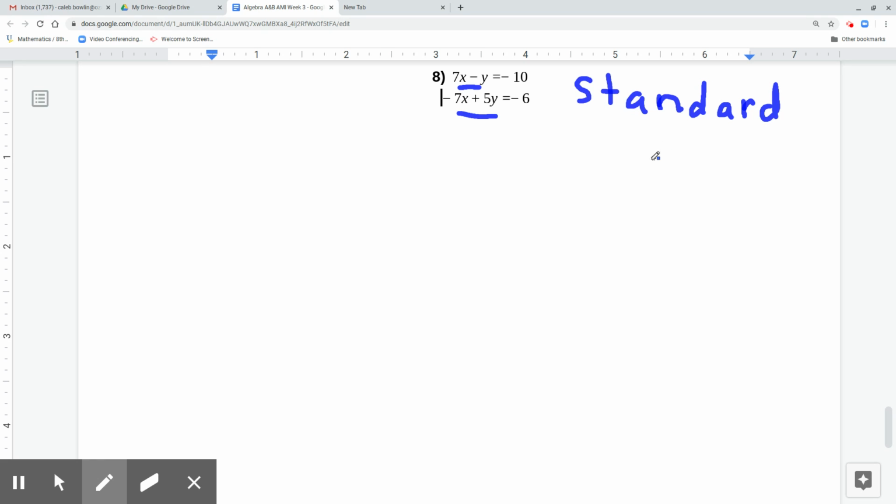That's what we're going to do here. I'm going to rewrite the equations a little bigger so it's easier for you to see, and then we'll start going through it.